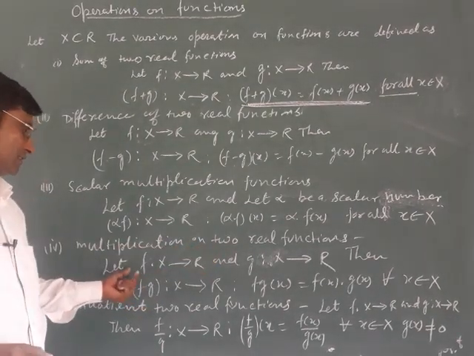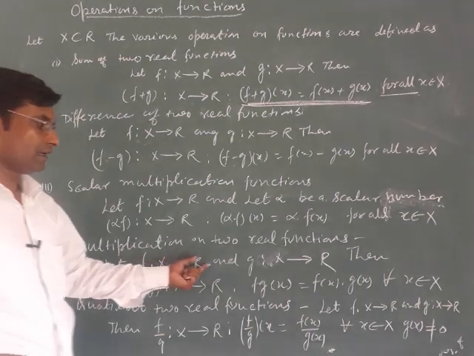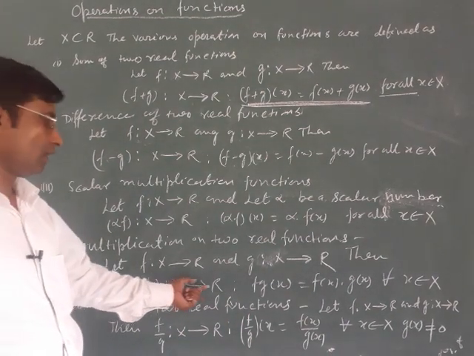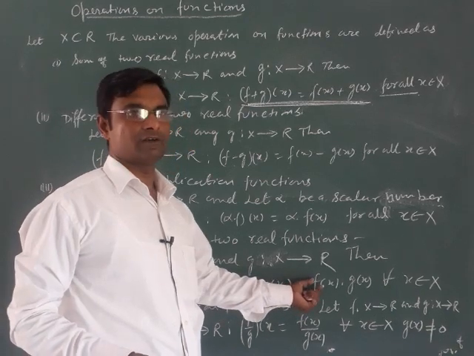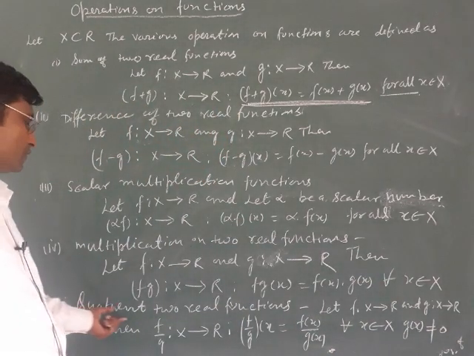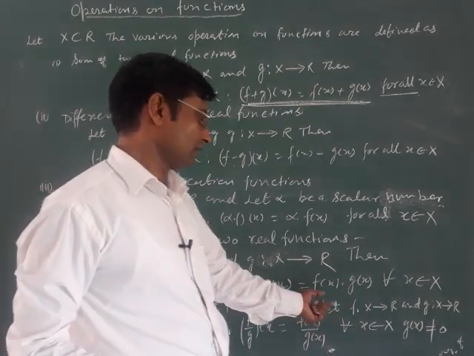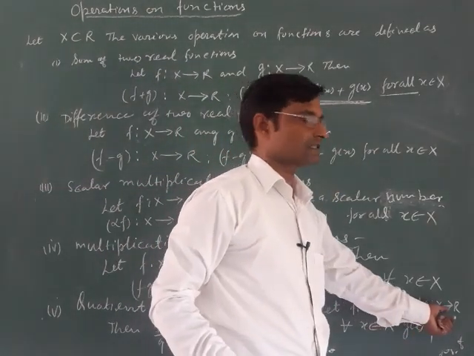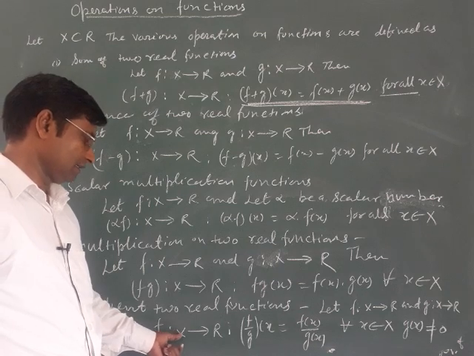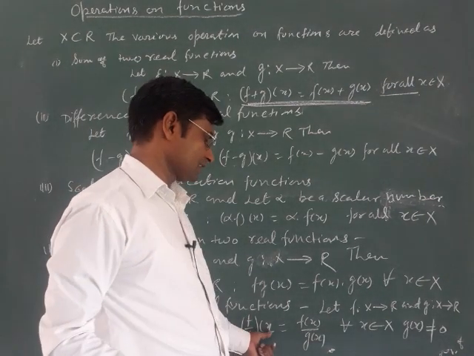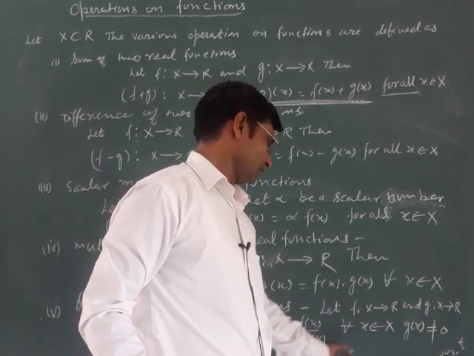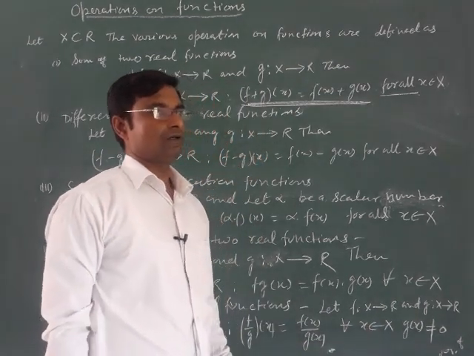Multiplication of two real functions. Let a function f from X to R and another function g from X to R, then fg from X to R, so (fg)(x) = f(x)g(x) for all x belonging to X. Quotient of two real functions: let f from X to R and g from X to R, then f/g from X to R, so (f/g)(x) = f(x)/g(x) for all x belonging to X, where g(x) is not equal to 0.